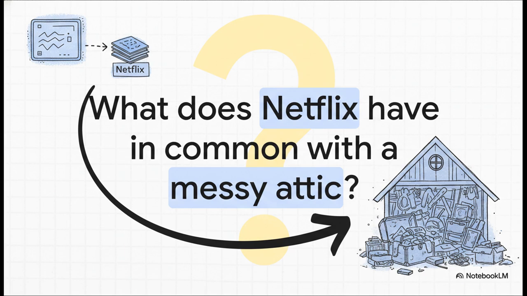So here's a weird question for you. What could a super high-tech Netflix algorithm possibly have in common with a dusty, disorganized attic? I know, it sounds like a bad riddle, but the answer is, well, pretty much everything. And this one simple analogy is the key to understanding a huge challenge at the very heart of modern technology.